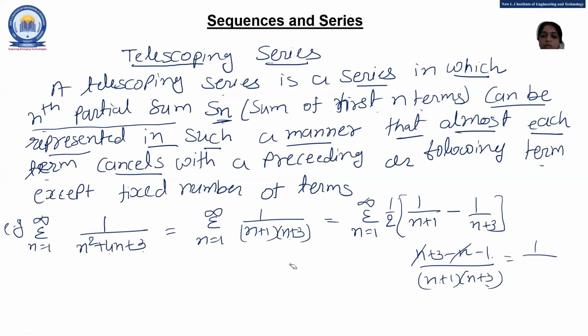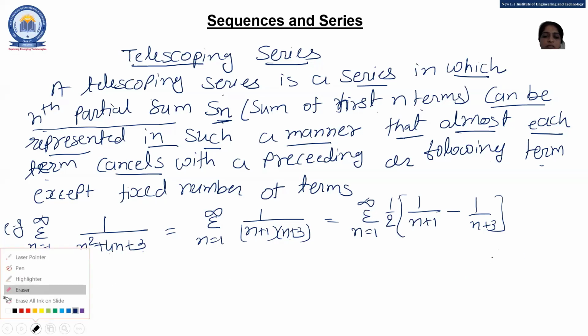So we represent 1 upon n square plus 4n plus 3 in the factor form, that is 1 upon n plus 1 into n plus 3, and represent this into these two different terms. Now, see carefully.